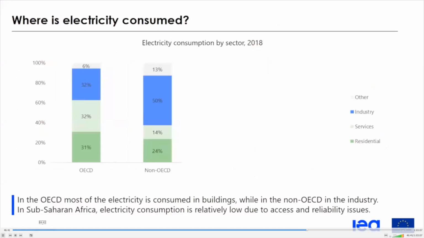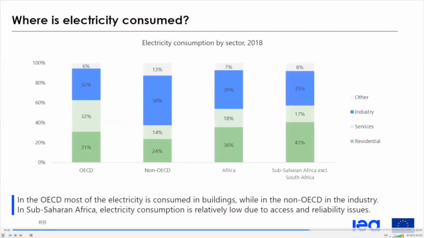So now let's have a closer look at the electricity consumption by sectors to see where it is mostly consumed. In non-OECD countries in general, it's mostly consumed in industries. This is mostly due to the preeminence of China and India data within those countries. But in Africa and sub-Saharan Africa, we see that this first place is mostly occupied by residential and, in a lesser way, by industries in terms of consumption.